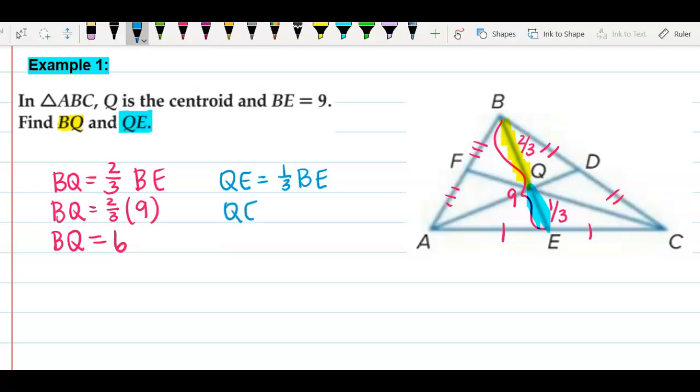Then same sort of idea for QE. We would have 1/3 of 9. And 1/3 of 9, 1 times 9 is 9. 9 divided by 3 is 3. So our final answers would be BQ is 6 and QE is 3.